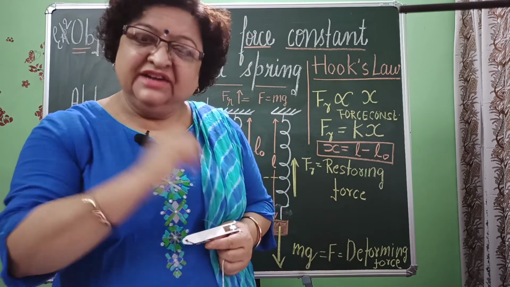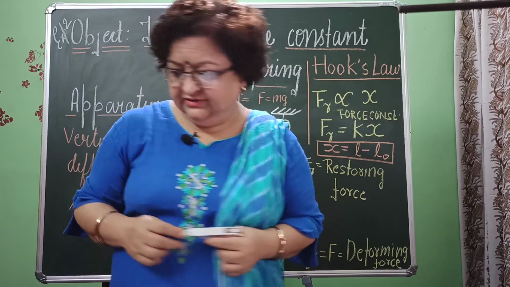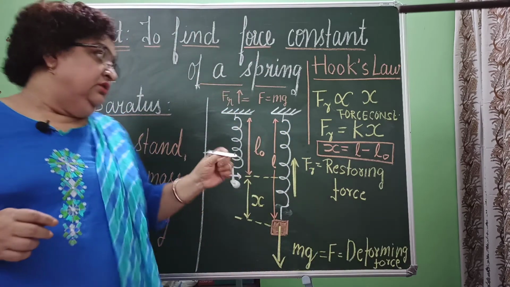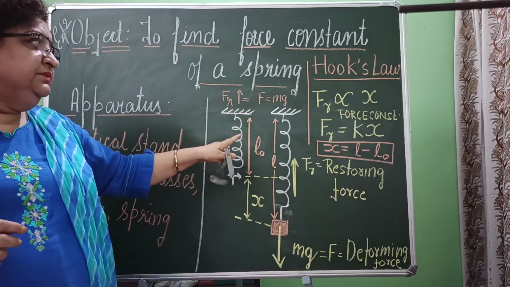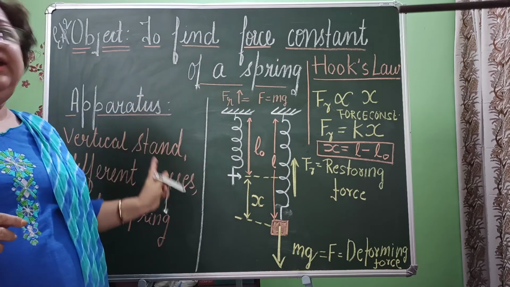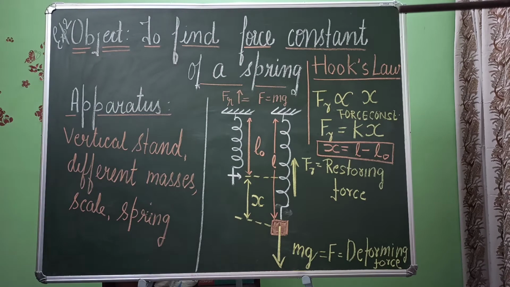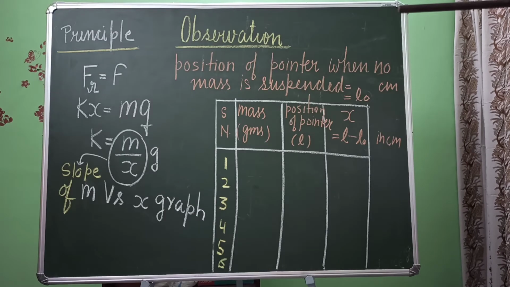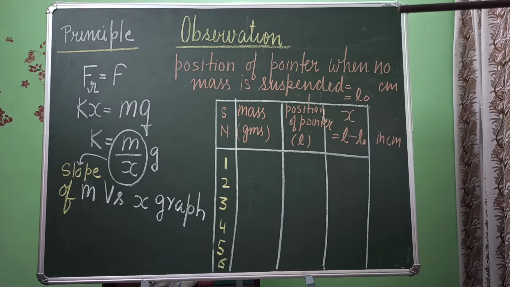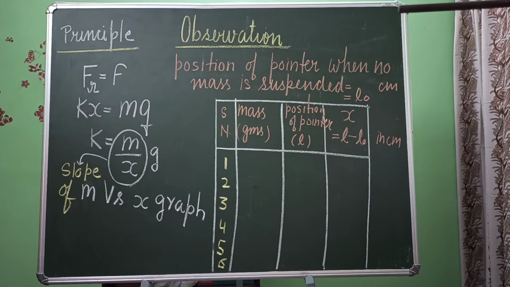So let me start our experiment. You copy all this principle, object and apparatus. So class, can you see we have a principle written on the left side of the board and an observation table on the right side of the board.